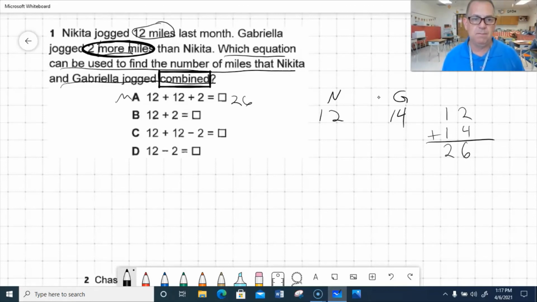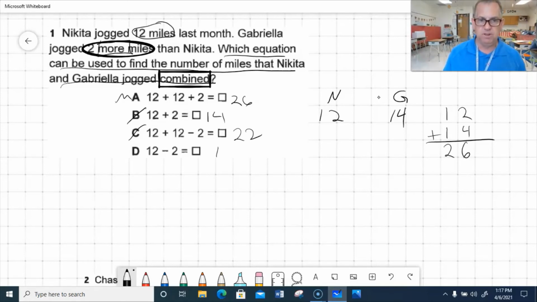Let's look at answer choice B. What's 12 plus 2? Yep, 12 plus 2 is 14, and that does not match our 26 miles. Answer choice C. What is 12 plus 12 minus 2? Yeah, I know 12 plus 12 is 24. You take 2 away from that, that would be 22. That does not match what we came up with. And answer choice D. What is 12 minus 2?